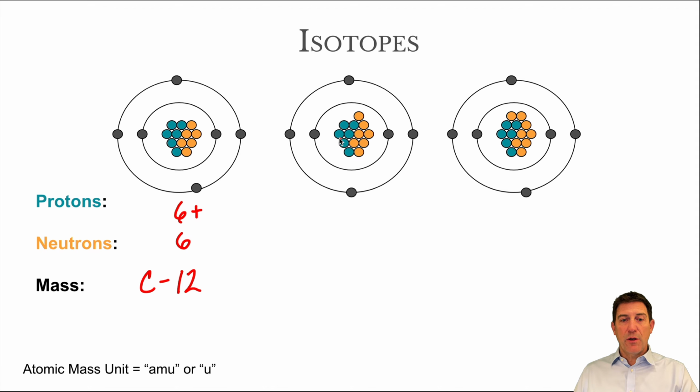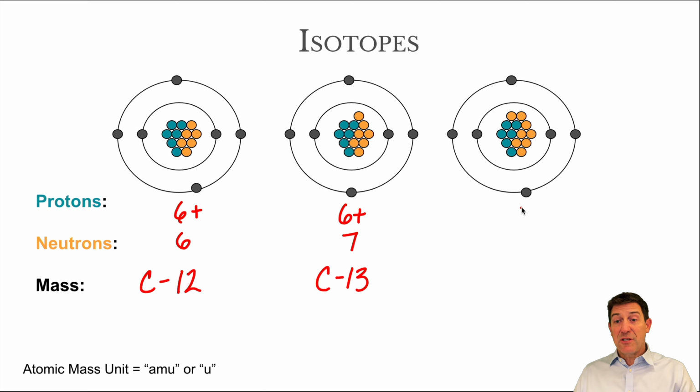This one over here has 1, 2, 3, 4, 5, 6 protons. And it has 1, 2, 3, 4, 5, 6, 7 neutrons. Now neutrons don't have a charge, so I'm not putting a charge with that. When I add those up, I get 13. So this is carbon with a mass of 13. We call it carbon 13. Now, I'm not saying carbon 13 exists a lot in nature. I'm just using this as an example.